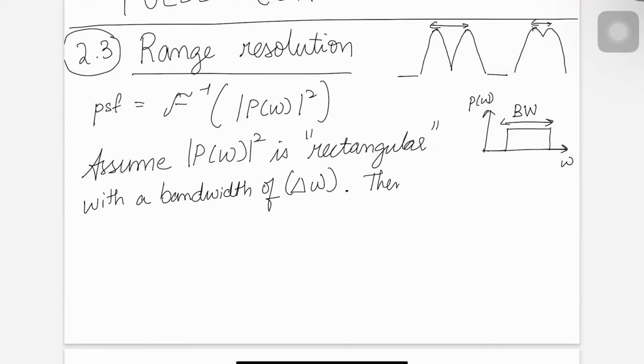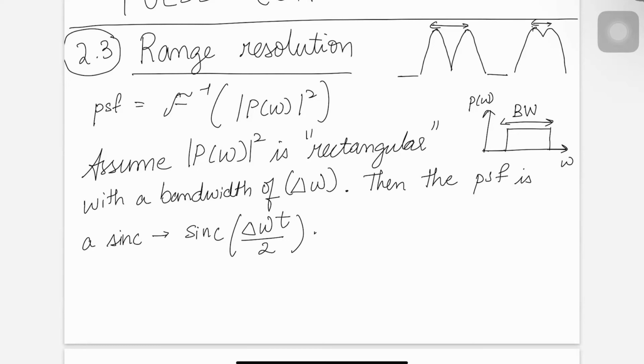Then the PSF, which is the inverse Fourier transform of this. We know that the Fourier transform of a rectangular function is a sinc function. So the PSF is a sinc. The derivation of why a rectangular function gives you a sinc is covered in the FMCW video, but I won't repeat that here. That sinc looks like this. It's a sinc of Δω t over 2.